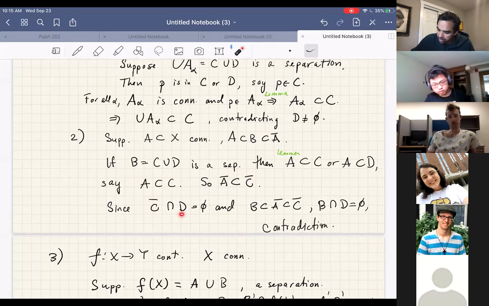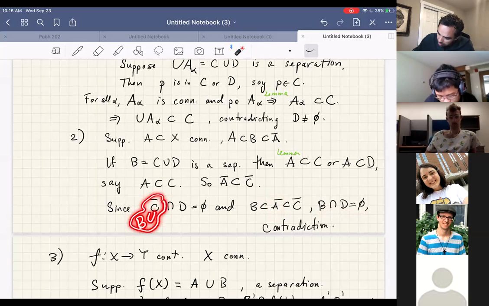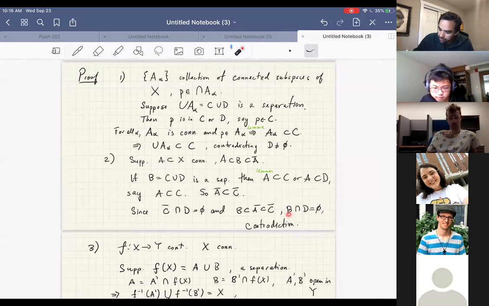Now, since the closure of C is disjoint from D, and since we have this containment, and we also have that B is contained inside the closure of A, this would mean that the intersection of B and D is empty, because B is contained inside this C here. And that leads to a contradiction, because I was assuming that this was a separation of B.